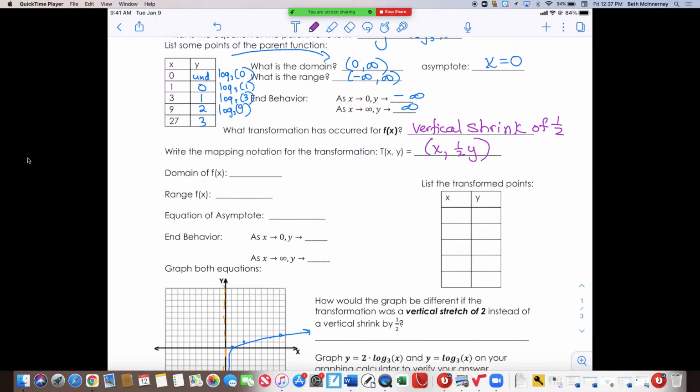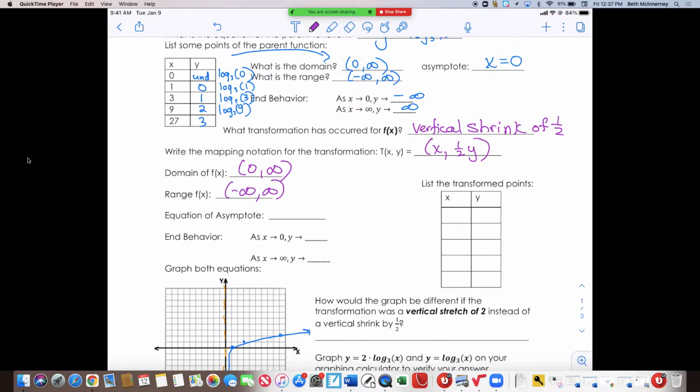So domain is your x values. Did anything change for my x in the mapping notation? No, so my domain didn't change. My domain of this new function is 0 to infinity. Now let me ask you a question. If the range is negative infinity to infinity, if I move it up and down, does that impact negative infinity to infinity? No. If I multiply by 1/2, does that impact it? No. The range of all logarithmic functions will be negative infinity to infinity.